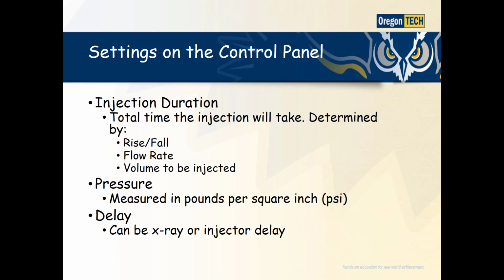Pressure is going to be measured in pounds per square inch. Now, for a left ventriculogram, you might set it at 900 psi. So if we set it at 900 psi, what we're saying is that is the limit. And it's only going to put in the pressure that's needed to deliver the flow rate. In other words, if we're getting 20 cc's per second at 600 psi, it's not going to go any higher than that. And then we can do injection delay or X-ray delay in the timing.